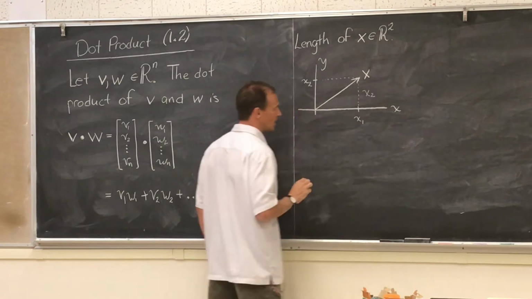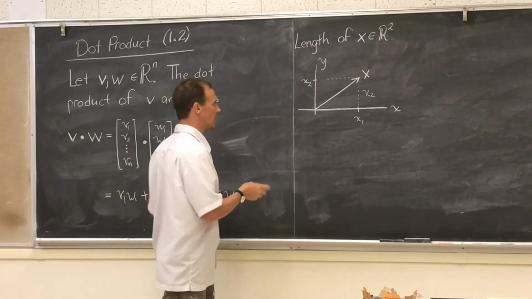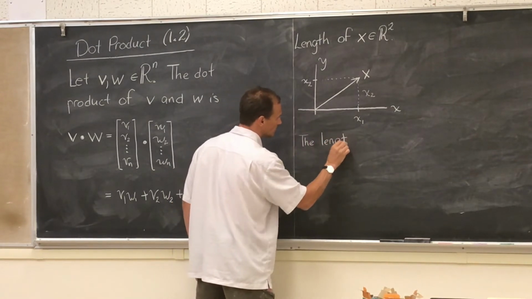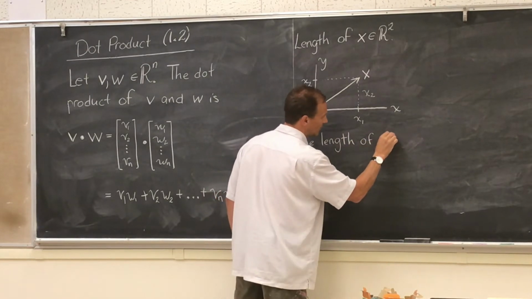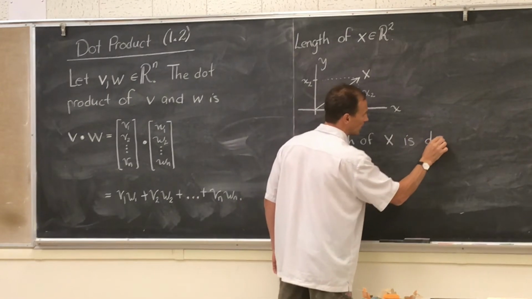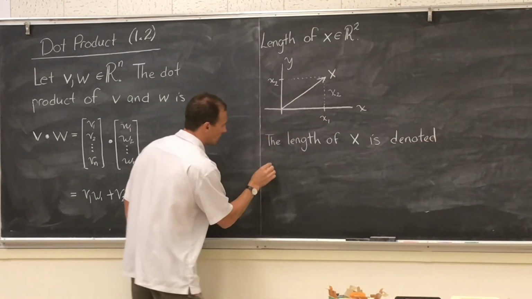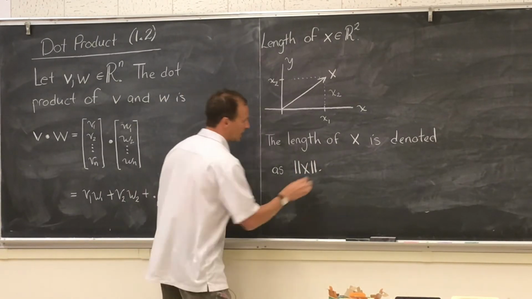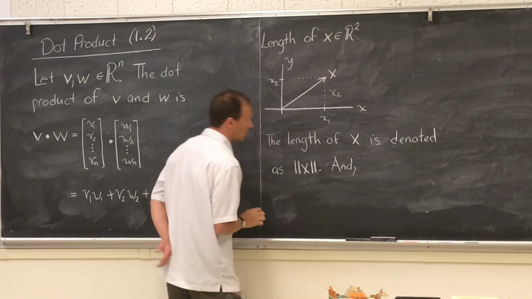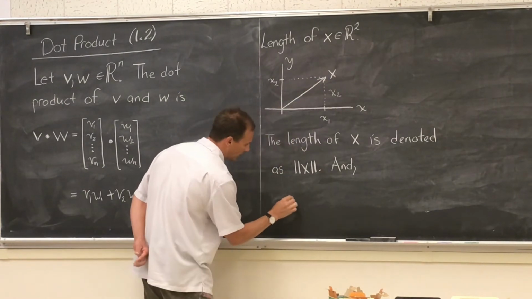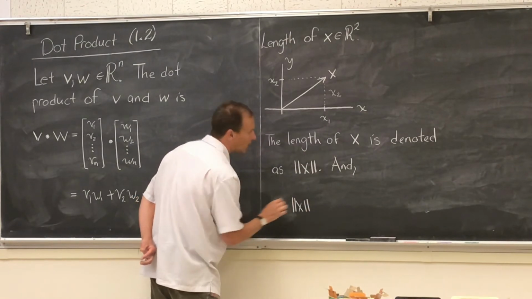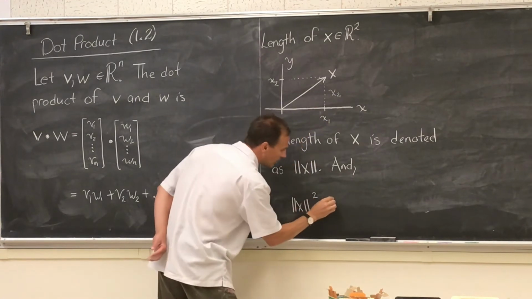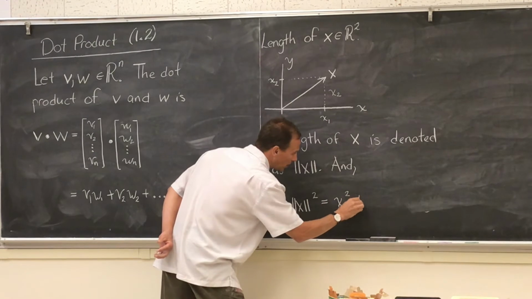And you probably are already ahead of me. We just use the Pythagorean theorem to find the length of x. And here's what we do. The length of any vector, but in this case x, is denoted as the length of x. Okay? So let's calculate that. What do we get? The Pythagorean theorem says that the hypotenuse squared, that's the length of x squared, is equal to the sum of the squares of the legs. That's x1 squared plus x2 squared.